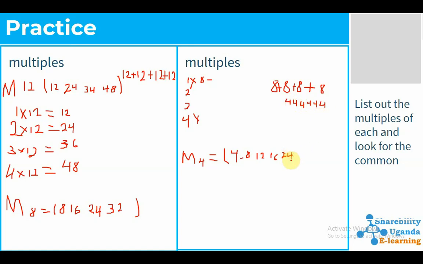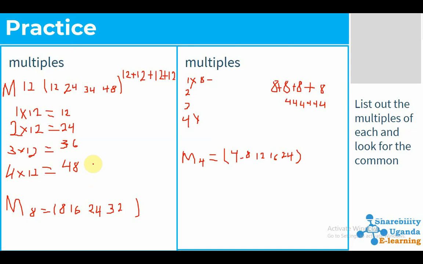So when you stop from here, we get our multiples of 4: 4, 8, 12, 16, 20, 24. This is how we find the multiples of a number using the same concept. A multiple of a number is got by multiplying the given number by numbers greater than 0. The numbers greater than 0 are 1, 2, up to infinity.